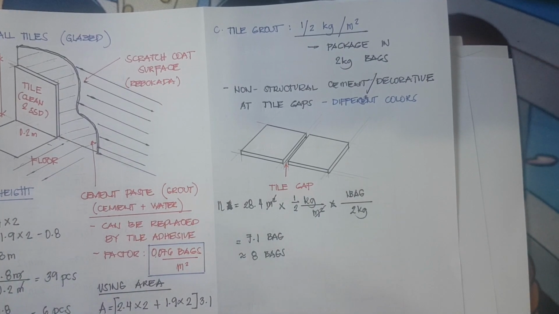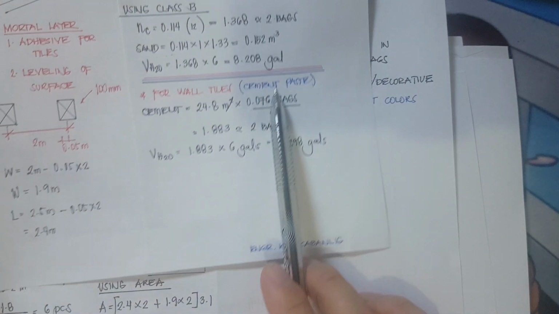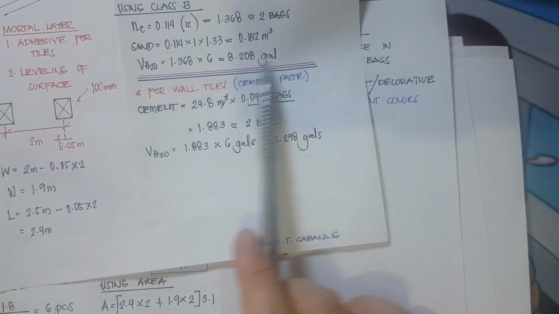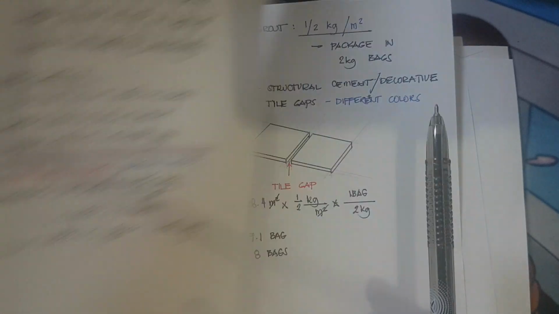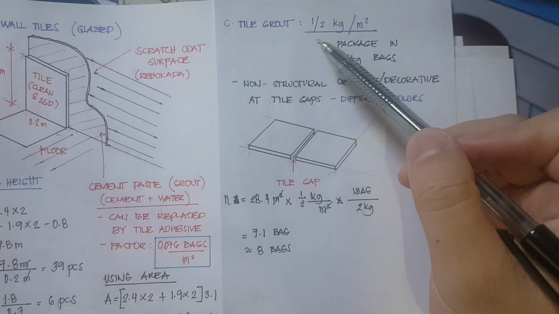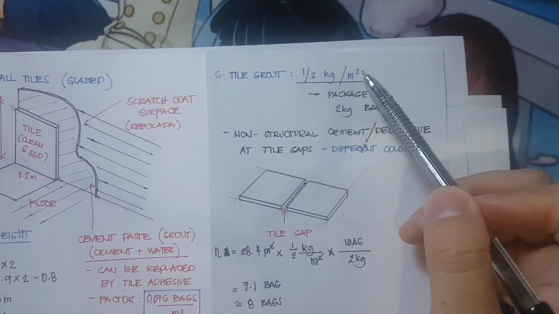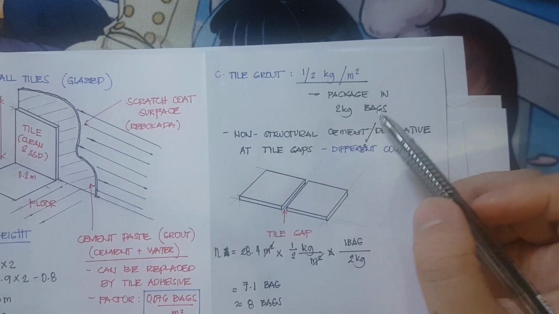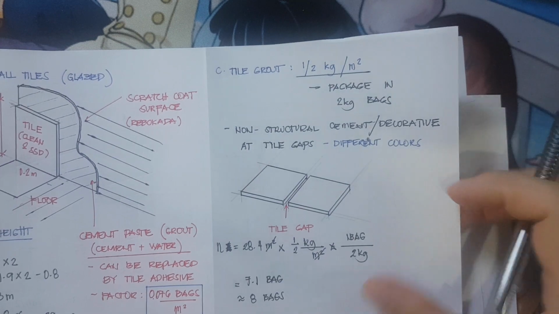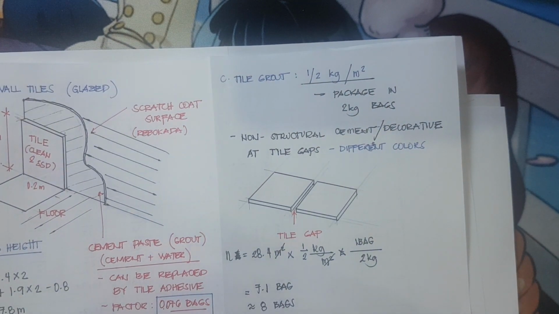Please be reminded that tile grout is different from cement paste or grout. Kasi cement paste is made of cement and water, while tile grout is a different component. Okay? So, we will be using the factor of 1.5 kilogram per square meter. And ang bentahan sa market is per 2 kilogram bags.